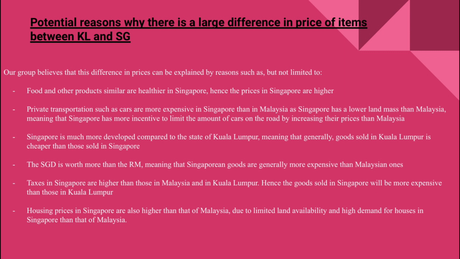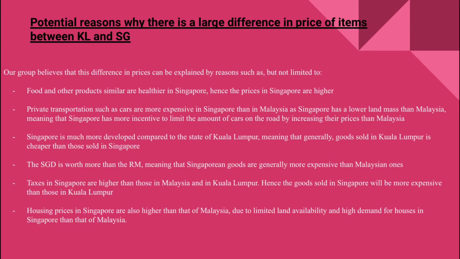Secondly, private transportation such as cars are more expensive in Singapore than in Malaysia, as Singapore has a lower land mass than Malaysia, meaning that Singapore has more incentive to limit the amount of cars on the road by increasing their prices than Malaysia. Thirdly, Singapore is much more developed compared to the state of Kuala Lumpur, meaning that generally goods sold in Kuala Lumpur are cheaper than those sold in Singapore. Fourthly, the SGD is worth more than the RM, meaning that Singaporean goods are generally more expensive than Malaysian ones.